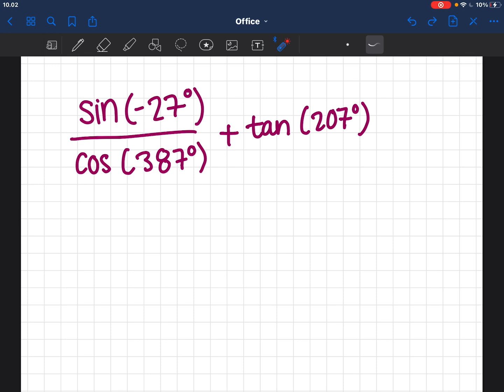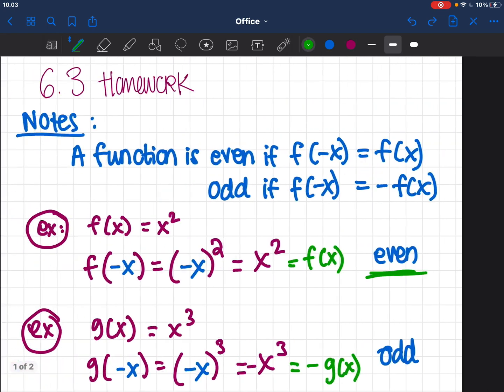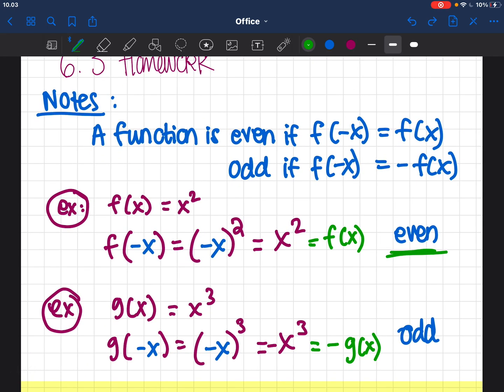So there's no way that I can know off the top of my head what sine of negative 27 degrees is, right? And like I said before, I don't like having a negative angle inside, so I'd like to deal with a positive angle most of the time. So what can I do to this negative angle so that I have a positive angle inside? Go back to the idea of even and odd functions. This will help me out here. So hold on. Give me 1 minute.